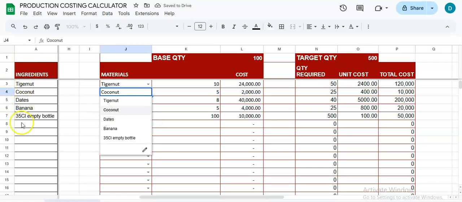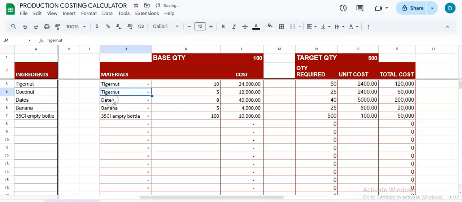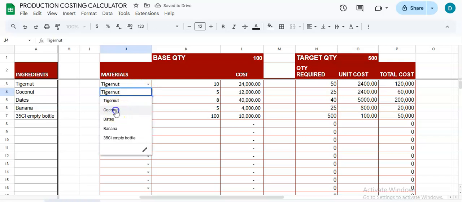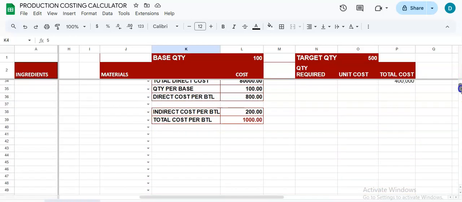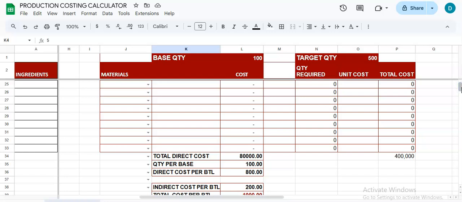Provided you've put your ingredient here, you'll be able to select it. So you select again, let's say coconut, I need 5. You write 5 and that is it. So at the end of the day, when you go down, you see the total direct cost of this thing.